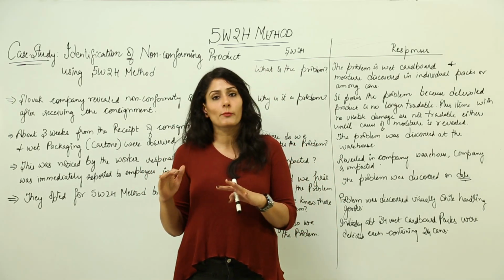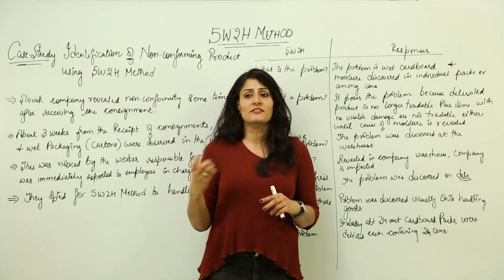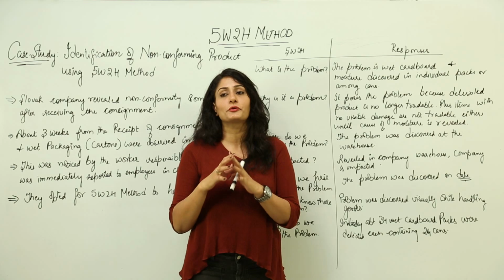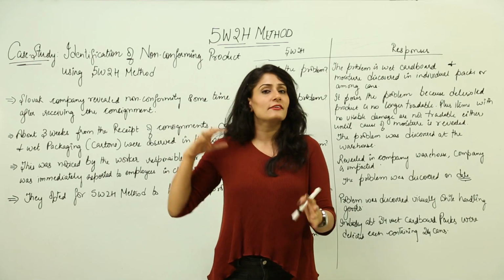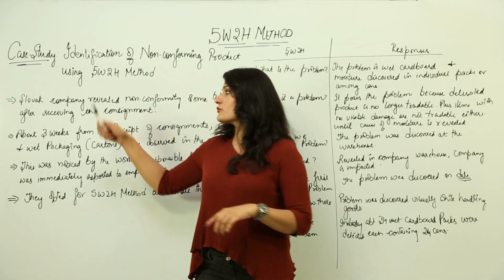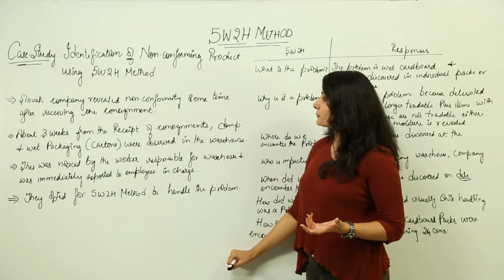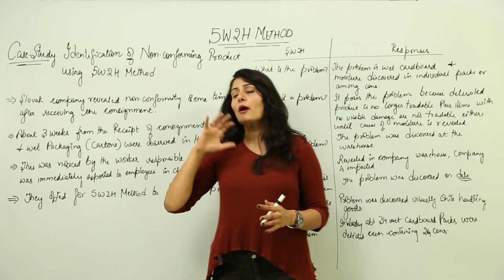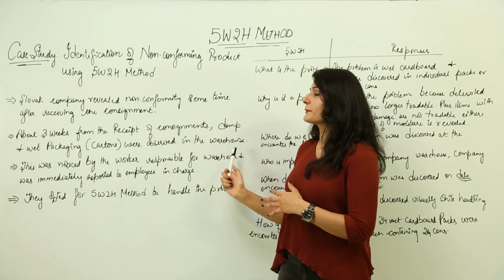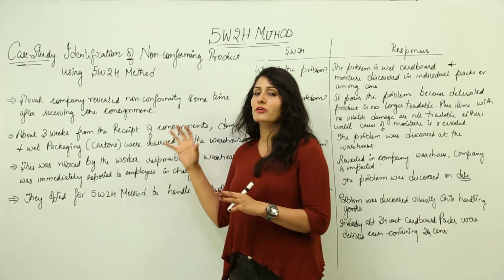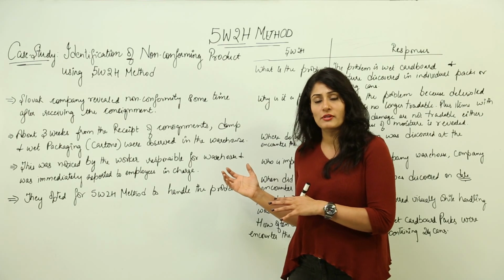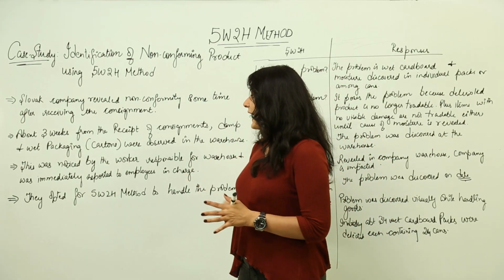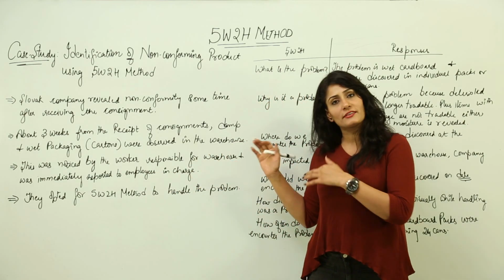You know, some things will go amiss, and there can be chances that some errors do crop up over time or due to certain changes or due to the way they are handled, right? And this is what happened in this case. So the Slovak company revealed a non-conformity sometime after receiving the consignment. About 3 weeks from the receipt of the consignment, damp or wet packaging or cartons were noticed in the warehouse by the employee who was handling these packages, and he immediately reported to the employees in charge.